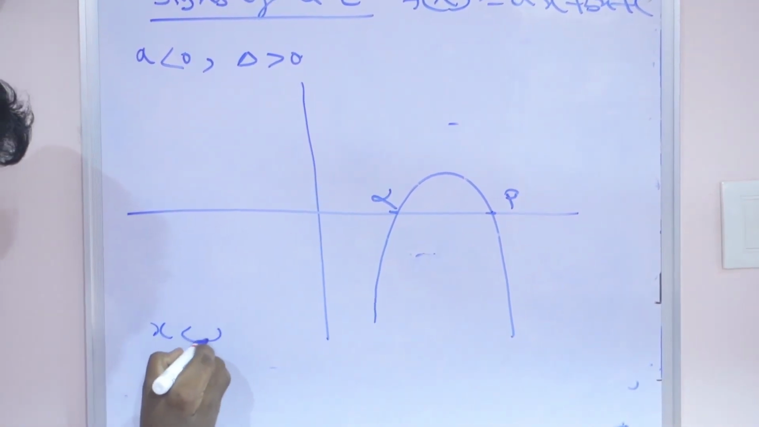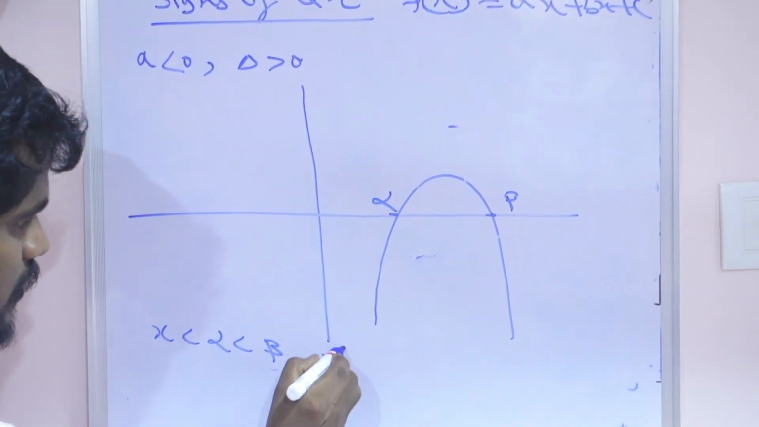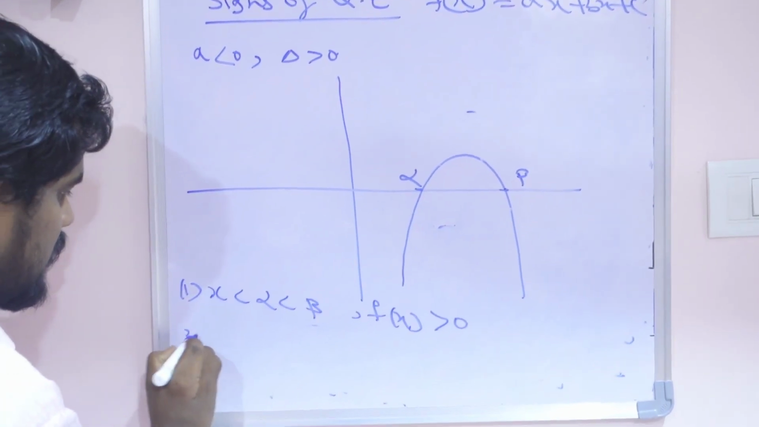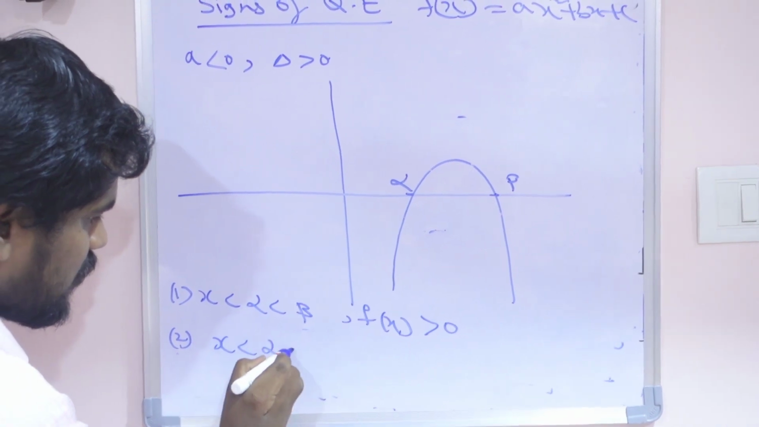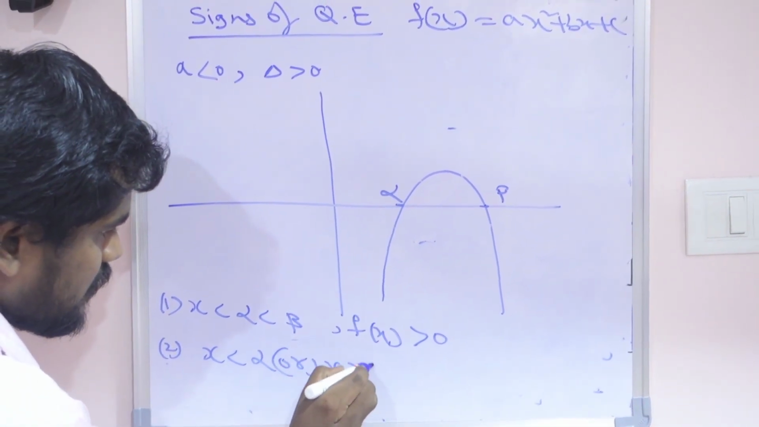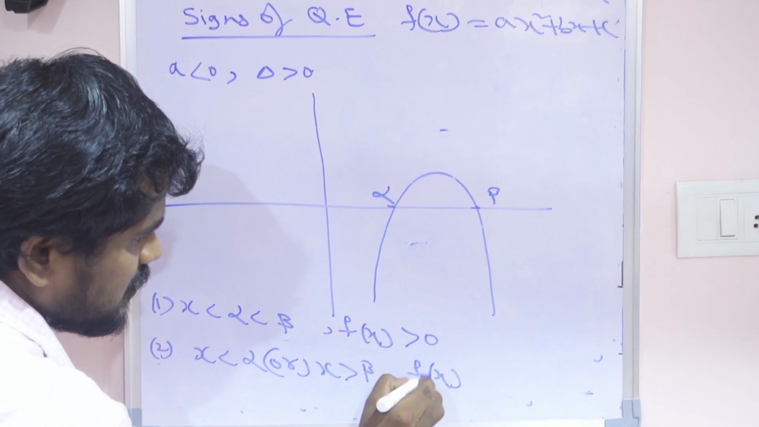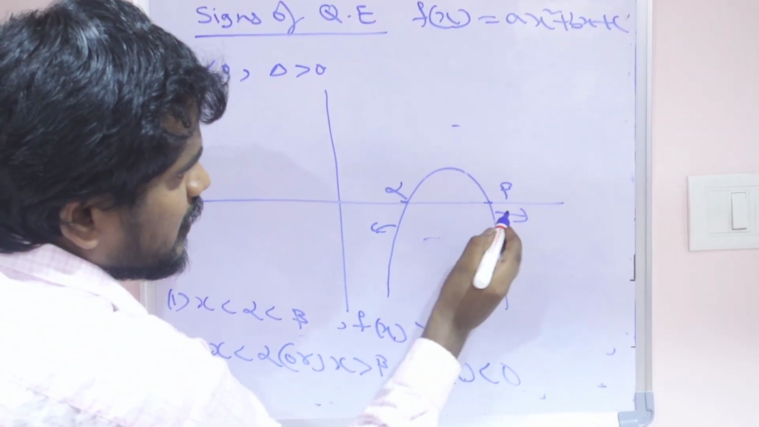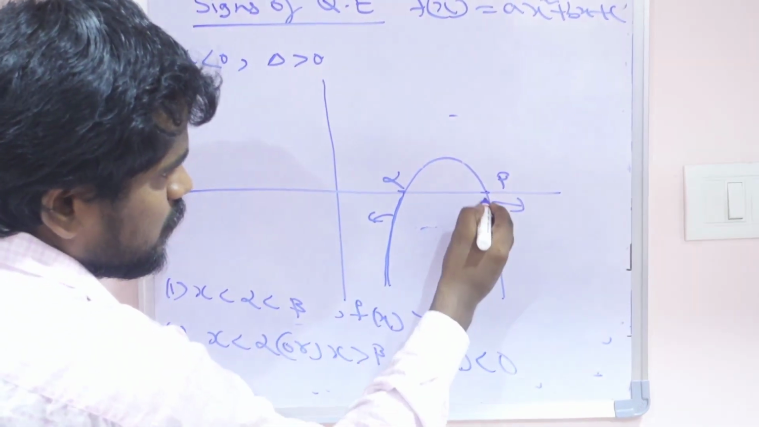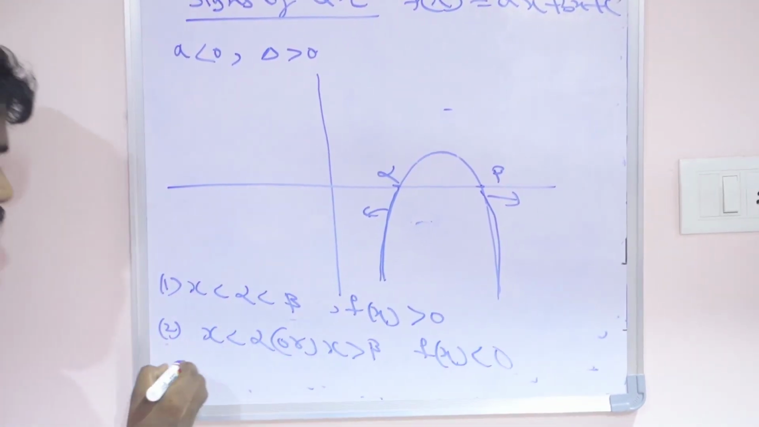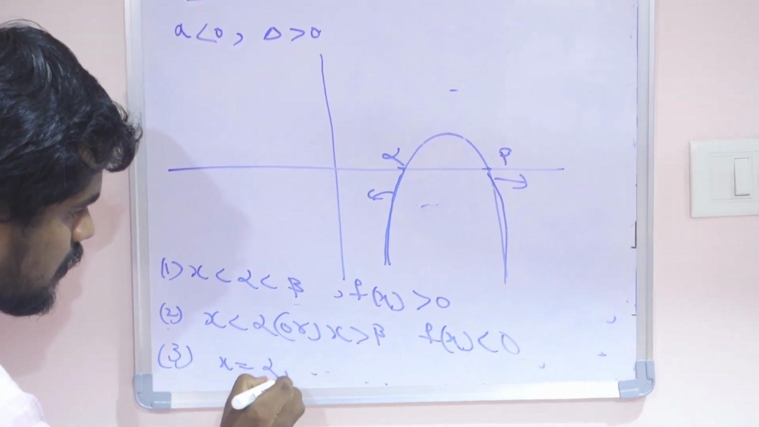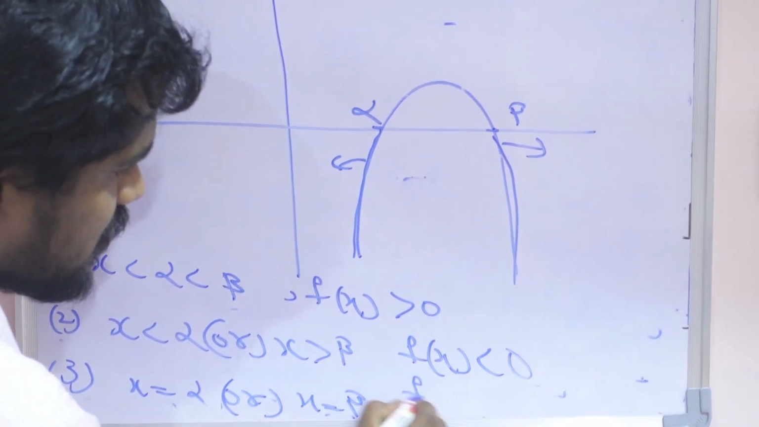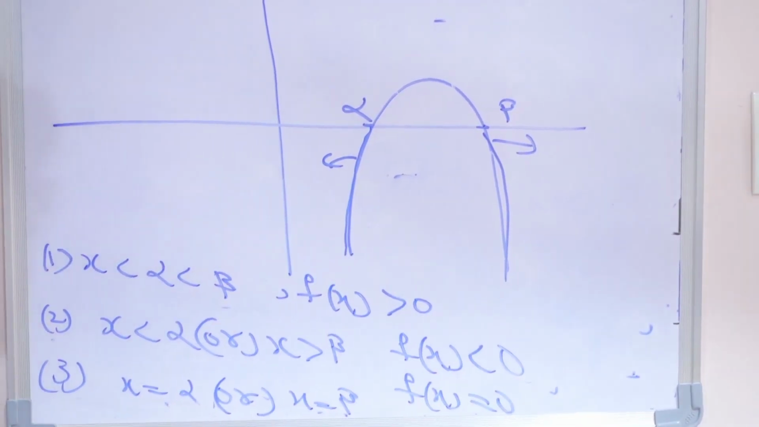So x between alpha and beta, then f of x is greater than 0. That is the first case. In the second case, x less than alpha or x greater than beta, f of x is less than 0. So below alpha and above beta, f of x is what? Negative. So that's why I am taking negative. Exactly at x equal to alpha or beta, f of x is equal to 0. These are the signs of the roots.